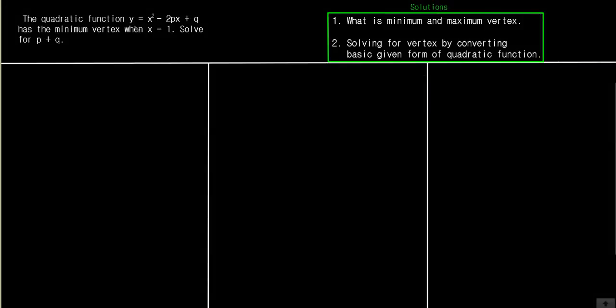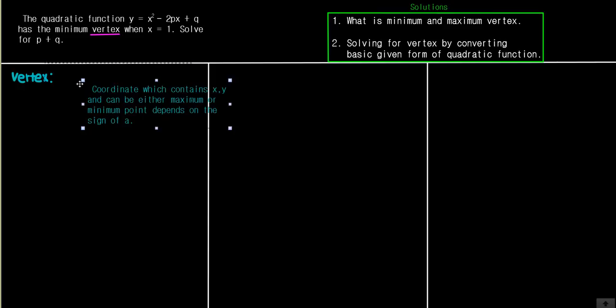Function y is equal to x squared minus 2px plus q has the minimum vertex when x is equal to 1. Solve for p plus q, and that is our question. Before we solve for this question, let's think about what it is to be the vertex right over here.